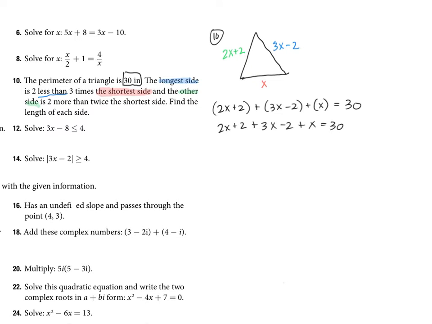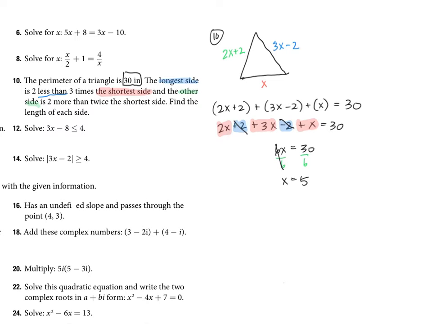And then what you're going to do is combine all of your like terms. So we've got 2x, we've got plus 3x, we've got plus x. Those are all like. We have 2 and minus 2. So notice those are going to cancel out. Those are opposites. So 2x and 3x is 5x plus 1 more is 6x equals 30. Divide by 6. So I get x equals 5.